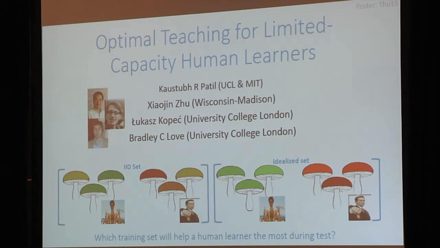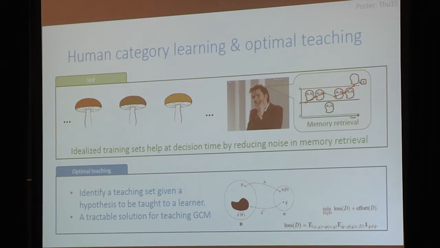We look at category learning, category structures, and we can either do that using IID sets or idealized sets. Recent work in psychology tells us that the idealized sets, which have lower variance within categories, are more useful for humans. When humans learn categories, they store specific examples in memory, and then they're retrieved at decision time and compared to the new items. This retrieval process is not perfect and has a limited capacity, so that only a few examples can be retrieved. Also, this process is noisy. So this puts limitations on decision making.